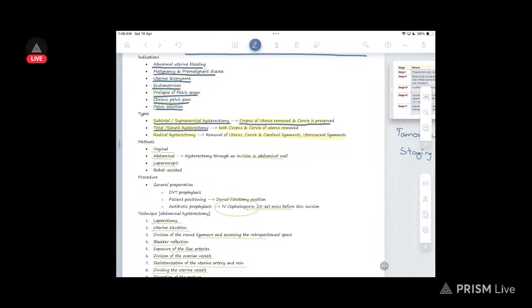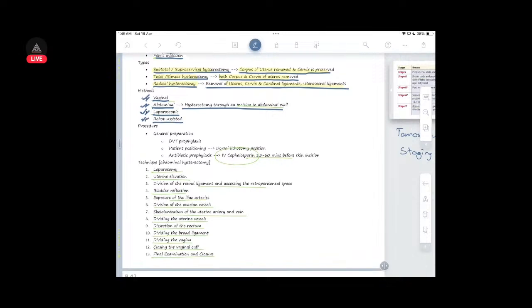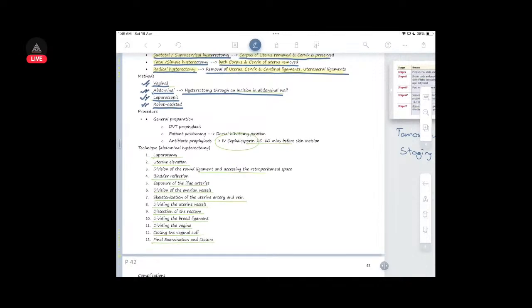You may have total hysterectomy or simple hysterectomy, wherein both corpus and cervix of uterus are removed, and you have radical hysterectomy, which is removal of uterus, cervix, cardinal ligaments, and uterosacral ligaments. Methodology, you may have vaginal hysterectomy, abdominal hysterectomy through an incision in the abdominal wall, laparoscopic hysterectomy, and robot assisted hysterectomy.